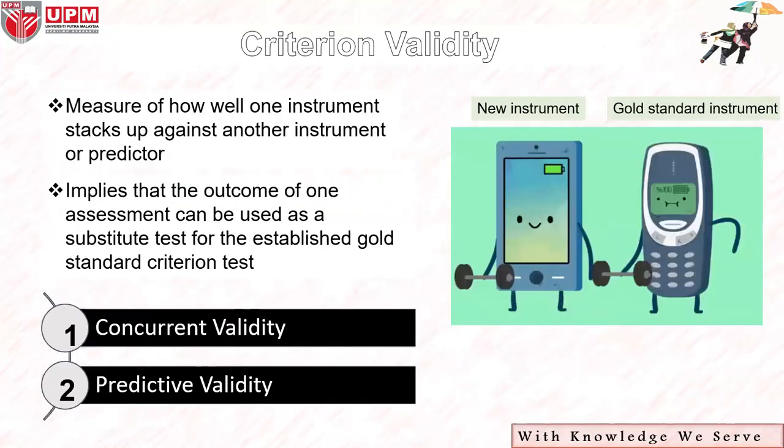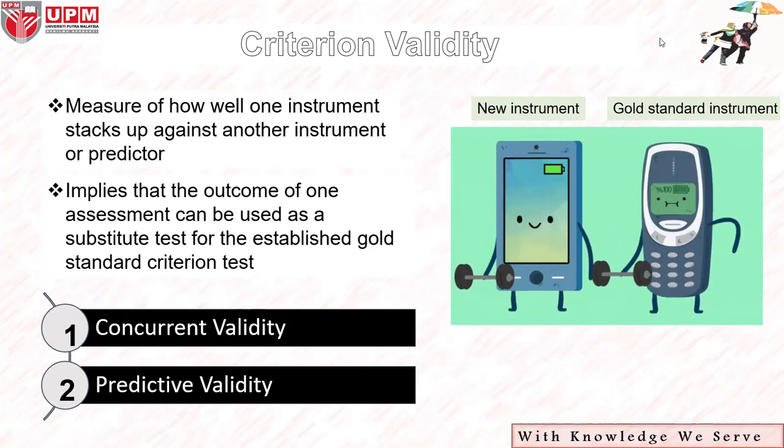Okay, ni settle. So next one is criterion validity. Content validity settle, face validity settle. Okay, so criterion validity ni measures how well one instrument stacks up against another instrument or predictor.